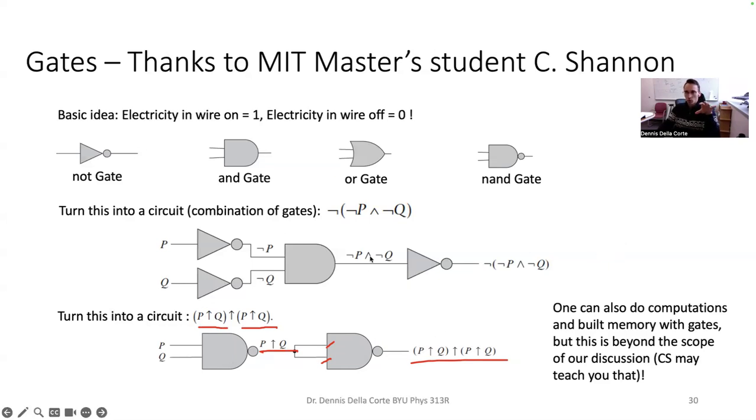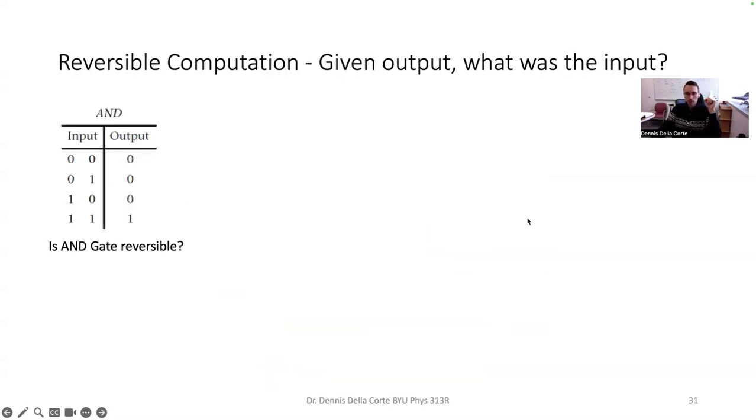If you want to learn how to do operations and things with it, there's much stuff you can learn in further CS classes. For now, we are just okay accepting that there are these wonderful gates, and they do what these truth tables predicted they would do.